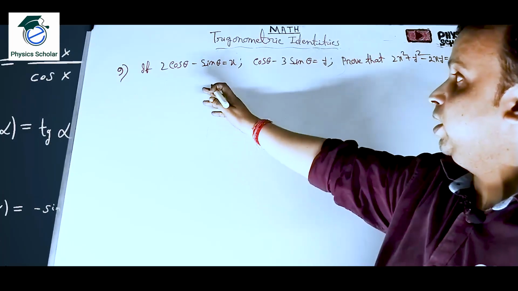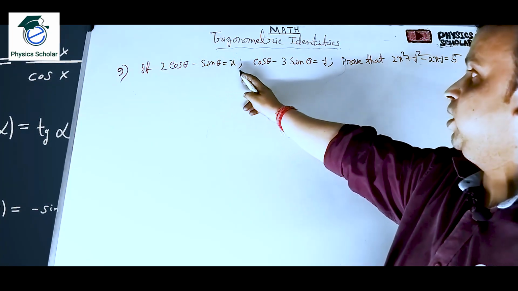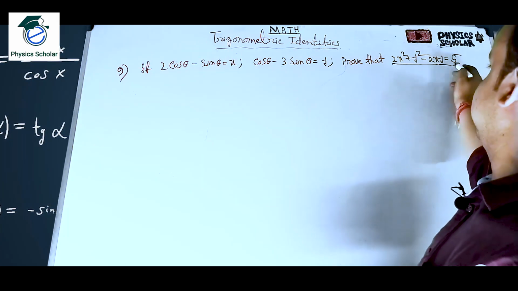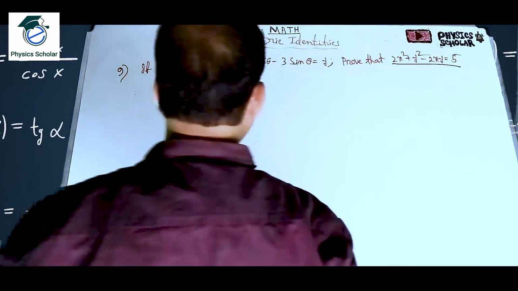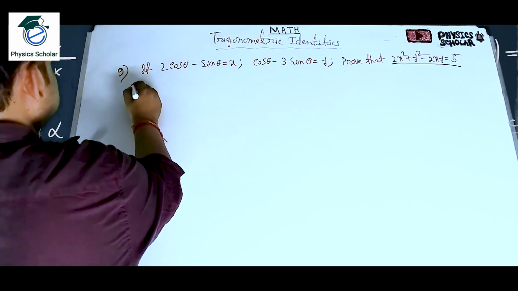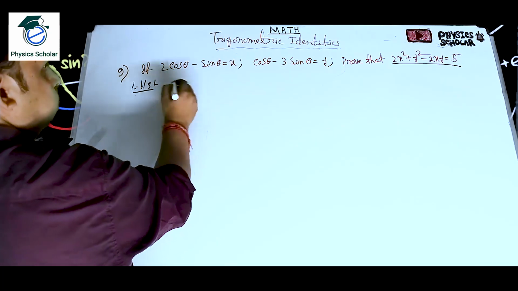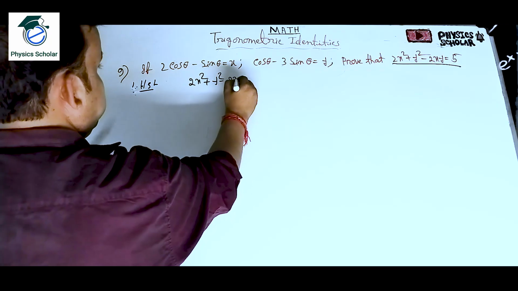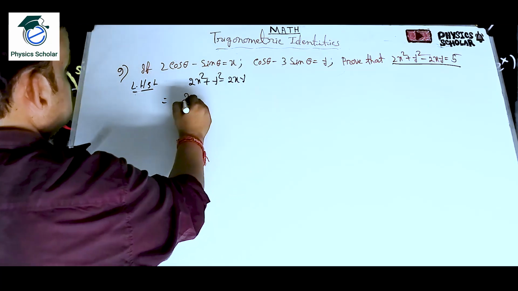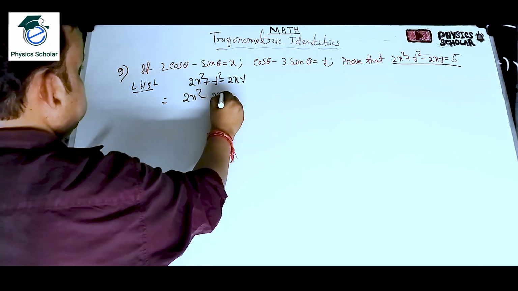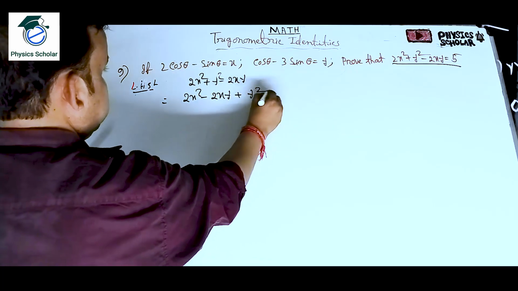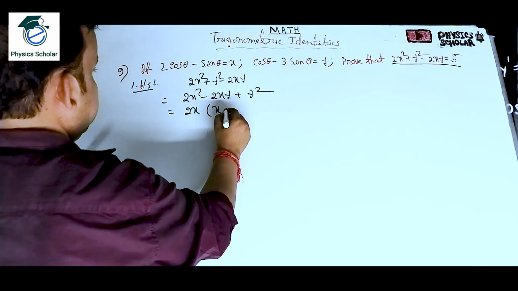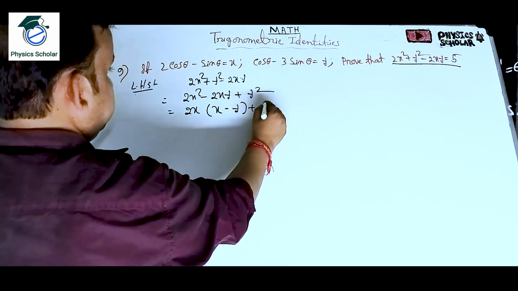So students, here it is, if 2 cos theta minus sin theta is equal to x and cos theta minus 3 sin theta is equal to y, we have to prove this. Clear? So how to do this? We have to write here the left hand side. What is given? 2x square plus y square minus 2xy. Clear? So 2x square minus 2xy plus y square, we can write like this. So 2x common, so x minus y, clear, plus y square.